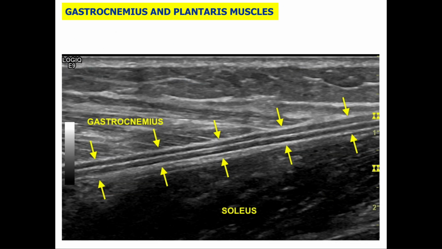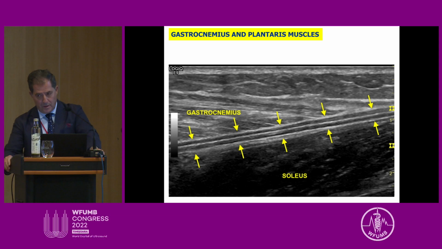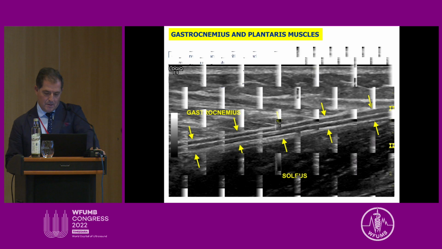Another injury is the rupture of the plantaris muscle. It's not frequent, but it's very important to identify. This is the pattern of this muscle in the distal part, the plantaris. We see the three-line hyperechoic line between both muscles. It's very clear. It's very easy to find.